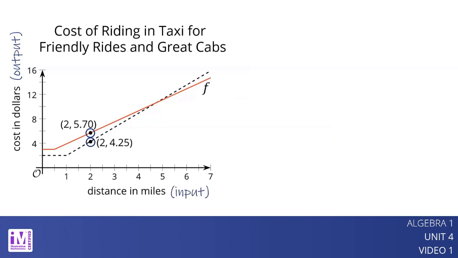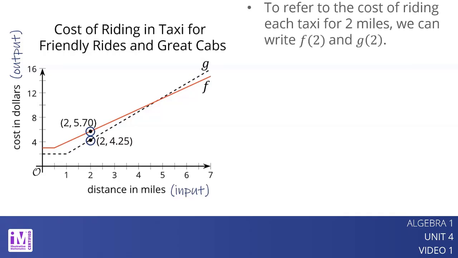Let's name the function for Friendly Rides function f. Let's name the function for Great Cabs function g. To refer to the cost of riding each taxi for 2 miles, we can write f of 2 and g of 2.